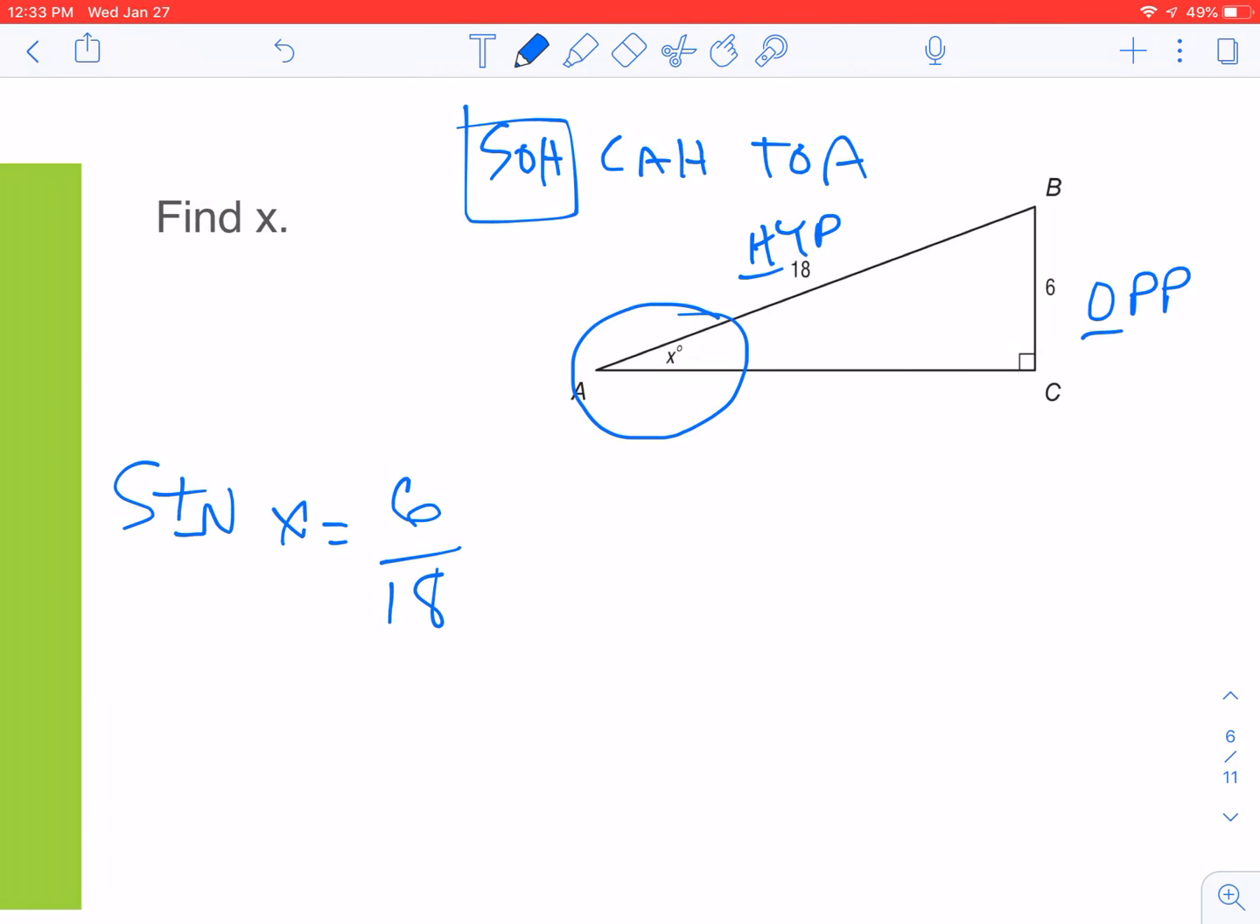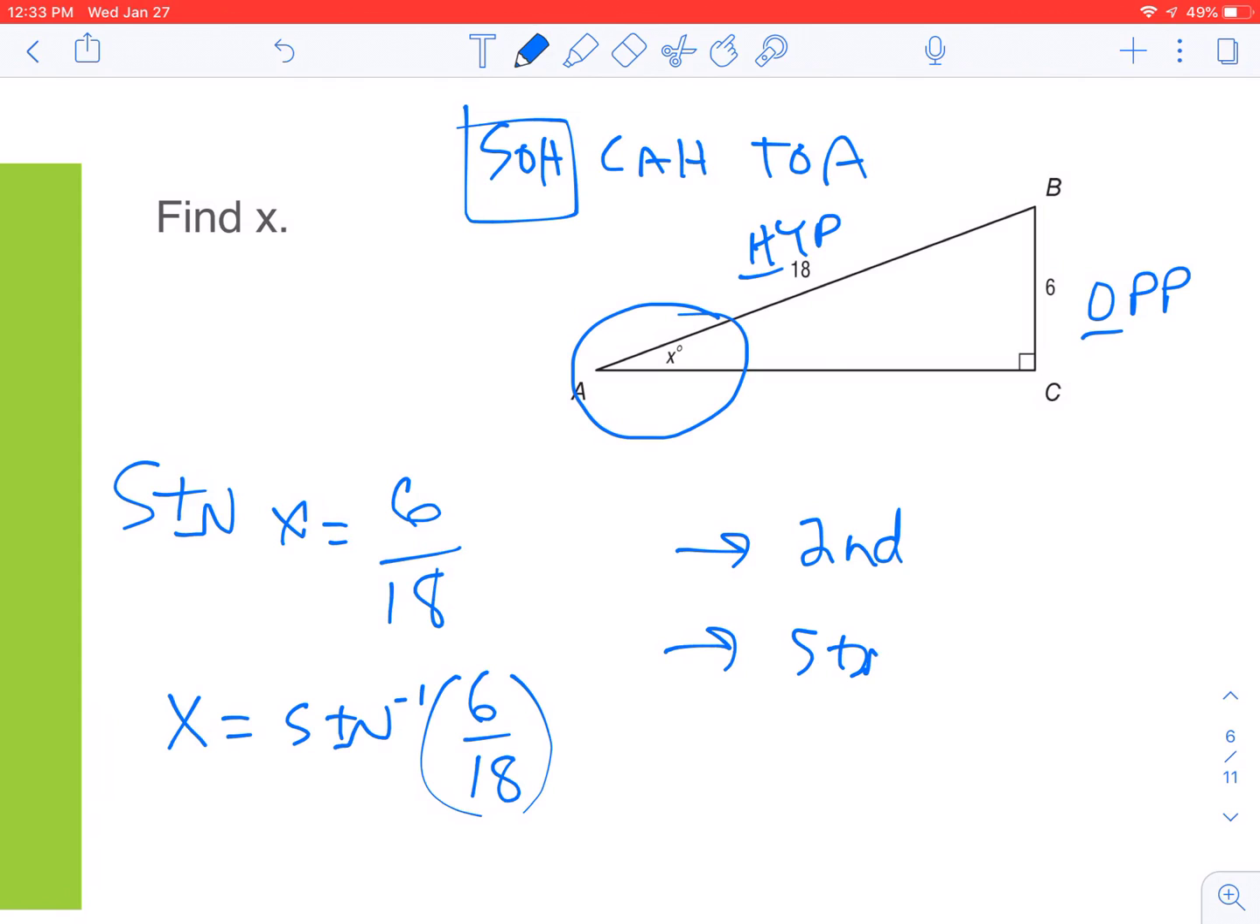Now, how do I get sine to the other side? Okay, I can rewrite this, if I'm trying to find x, as sine to the negative 1, or inverse sine of 6 over 18. On your calculator, you're going to have a second function, and then you're going to hit the sine button. It's going to look like this. There's going to be a sine to the negative 1 over it. Or, on Google calculator, you're going to hit this button, and then you're going to see the sine to the negative 1 button.